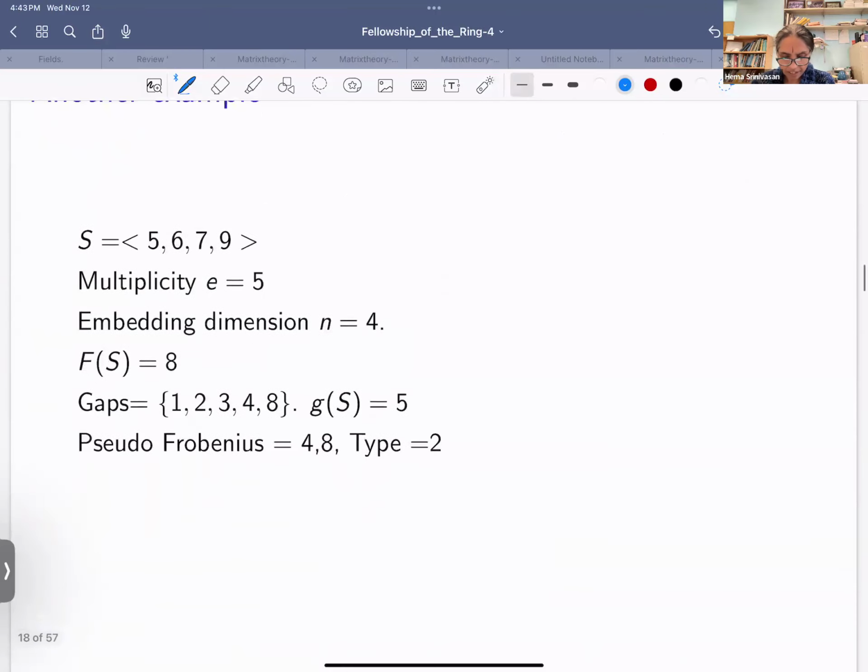Another example, let's look at 5, 6, 7, and 9. It has multiplicity 5. The embedding dimension is 4. The Frobenius number here is 8. After 8, everybody is in there. And the gaps are 1, 2, 3, 4, the first 4 things, and then 8. So the genus is 5. The pseudo-Frobenius numbers are 8 and 4. 4 as well, because if I add 4 plus 5, I get 9. And after that, everything is past the Frobenius number.